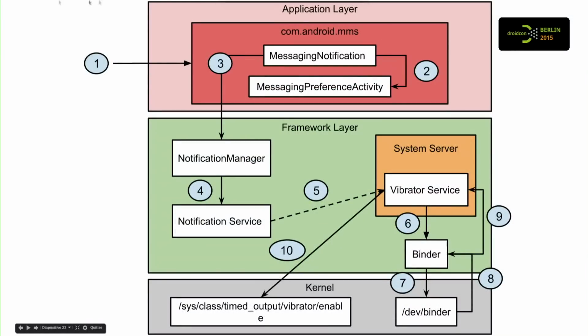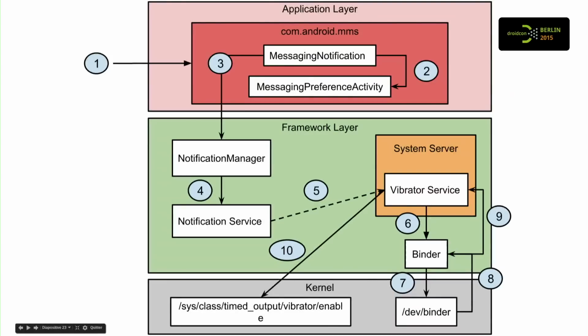I just received a message. So in the MMS application, you have a messaging notification, and you're going to check in the preference activity whether you asked for the vibrator, because in MMS this information is stored in the shared preferences. So it's going to check: does the user ask for vibrating on an incoming message? In our case, of course, yes.